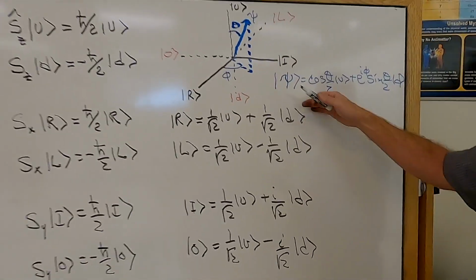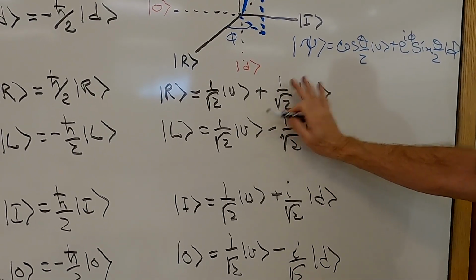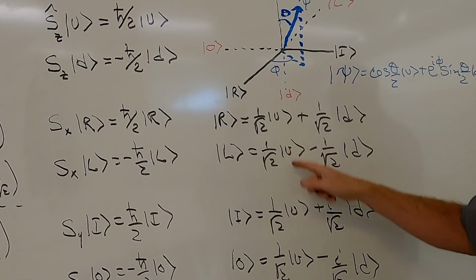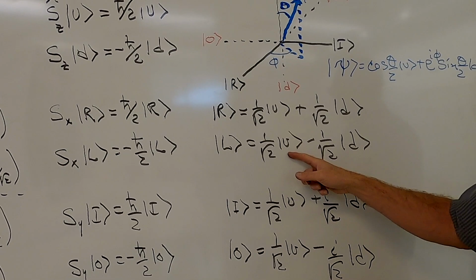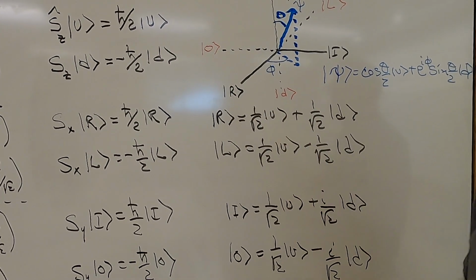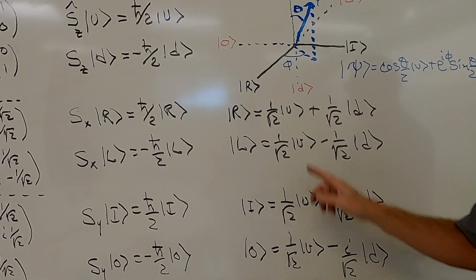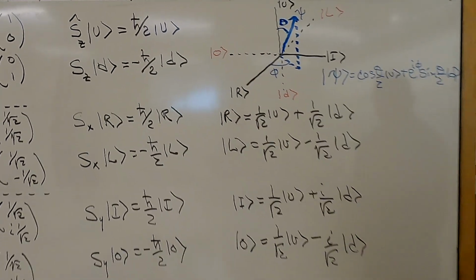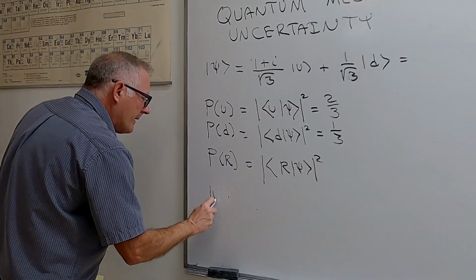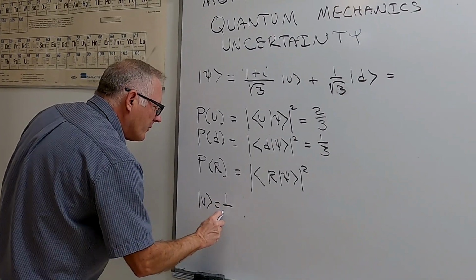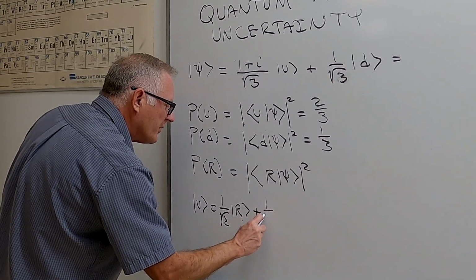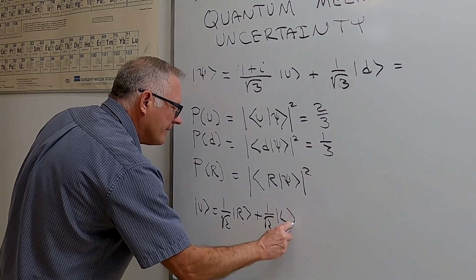if we just added these two equations, this would be gone, this would be right plus left, and this would be doubled right here, 2 over the square root of 2. But then we move it over to the other side, that'd be square root of 2 over 2, which is 1 over the square root of 2. So up is going to be 1 over the square root of 2 right, plus 1 over the square root of 2 left.